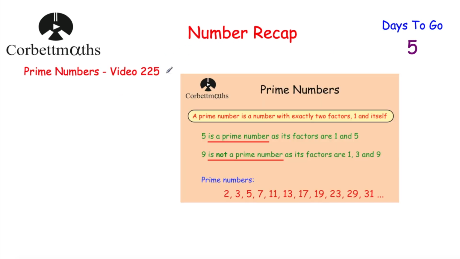Okay, next, prime numbers. So prime numbers are numbers that are only divisible by 1 and itself. So for instance, 5 is a prime number because its factors are 1 and 5, but 9 is not a prime number because its factors are 1, 3, and 9. So it's got 3 factors. Prime numbers only have 2 factors, 1 and itself. So these are your prime numbers: 2, 3, 5, 7, 11, 13, 17, 19, 23, 29, 31, and so on. And it's very important to know those, so make sure you know those prime numbers.